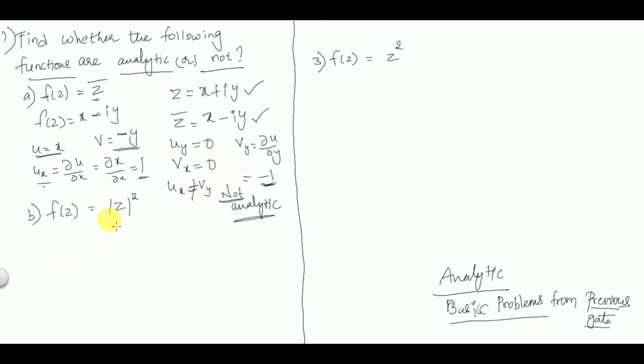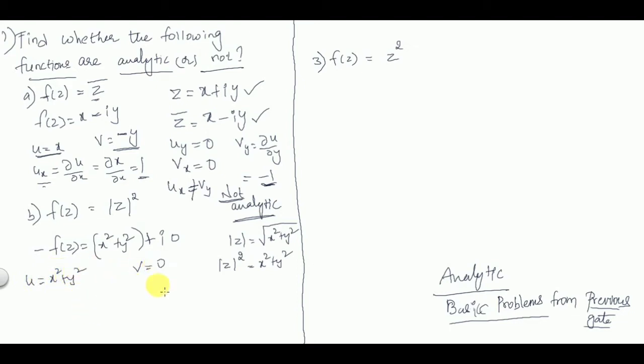Right, so see the second problem, he has given f of z is equal to mod z whole square. So what is mod z? Mod z is root of x square plus y square. Okay, so that is the modulus of the given complex number, and he has given mod square, so squaring on both sides it will be x square plus y square. So this is totally the real part. So the imaginary part you can take as 0. So u is equal to x square plus y square and v is equal to 0.